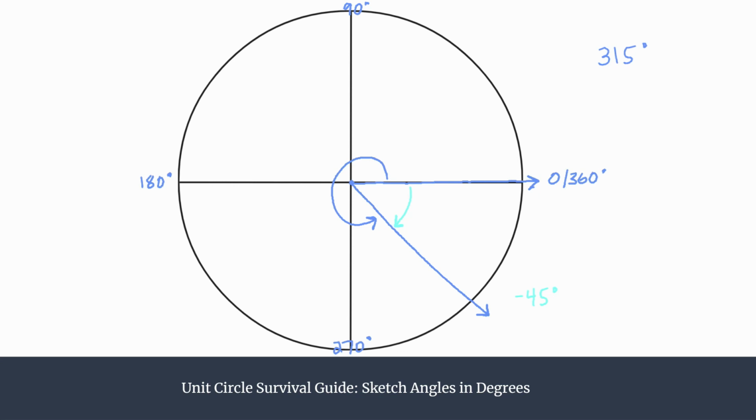So from either of these angles, you could add 360 or subtract 360, and of course you would just have different amounts of rotation to get to that same terminal side. So this is how you can sketch an angle in degrees really easily.